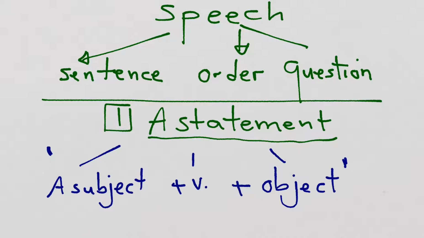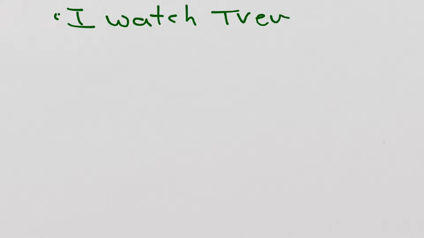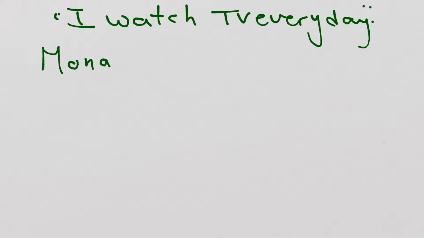For example, let me give you an example. If you have a sentence like this, "I watch TV every day," and you're asked to change the sentence into reported speech. For example, Mona said, and you're asked to complete the sentence. To change the direct sentence into indirect form, you have to follow these steps.